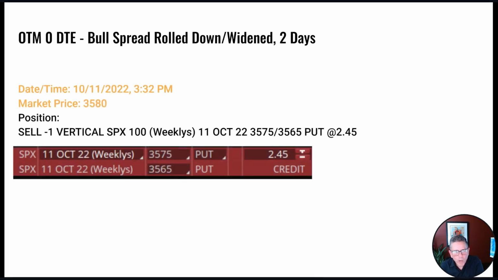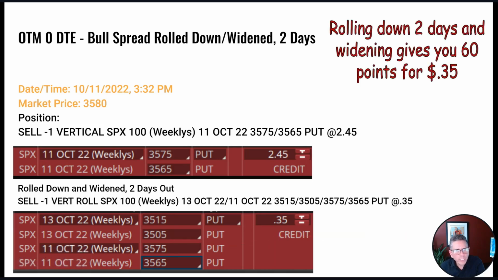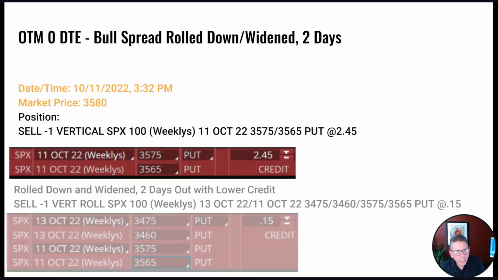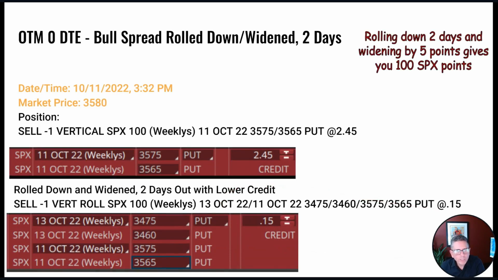Okay, here's a bull spread widened 2 days. Again, this is widened, and 2 days out gives you 60 points for 35 cents. If you widen it 2 days here, it'll give you 5 points, and you get 100 SPX points for pushing that down and widening that spread. So you get 100 points, quite a bit, when you're doing this.